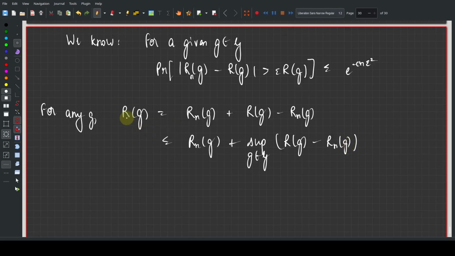So in other words, I want to know what is the probability that R of G is less than or equal to Rn of G plus some epsilon. That amounts to saying that what is the probability that R of G minus Rn of G is less than or equal to epsilon for all G in G. What we know for a particular G: if you fix a particular G, and I just allow x1 through xn to be independently generated, then this quantity is less than or equal to epsilon with probability 1 minus e to the minus n c square epsilon square. Correct. So for multiple G's. Correct. For any G.